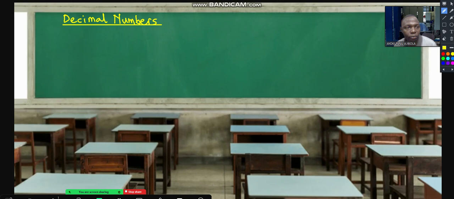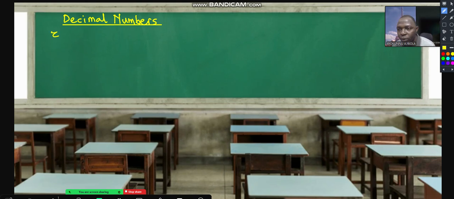Okay, now we need to talk briefly about decimal numbers. We wanted to look at fraction, decimal, and percentages. What are decimal numbers anyway? These are numbers that consist of decimal points, and they could have only decimals, or they could have both whole number part and decimal part.